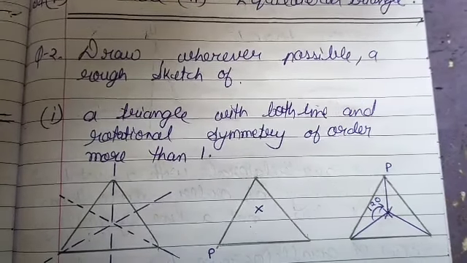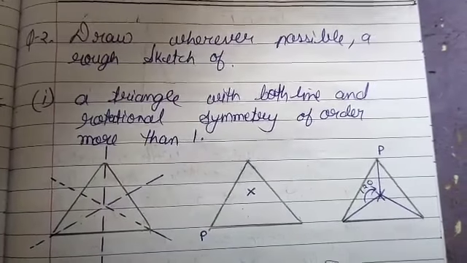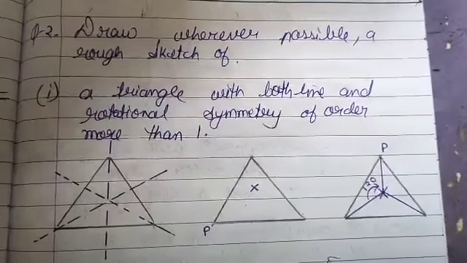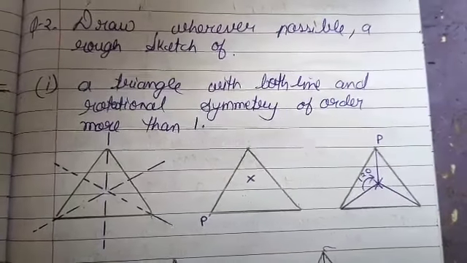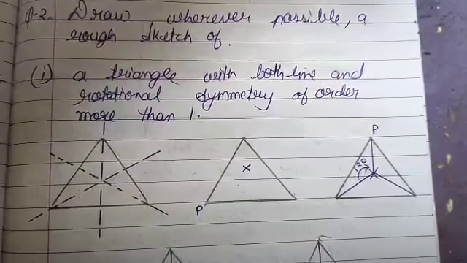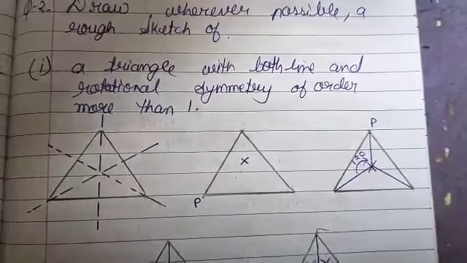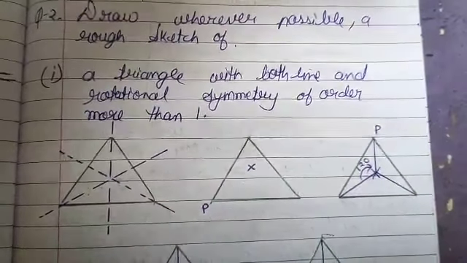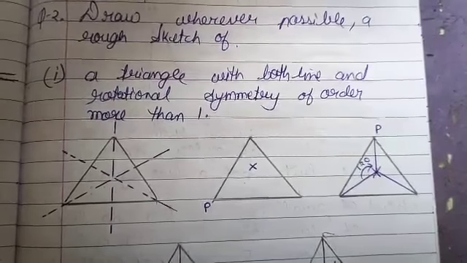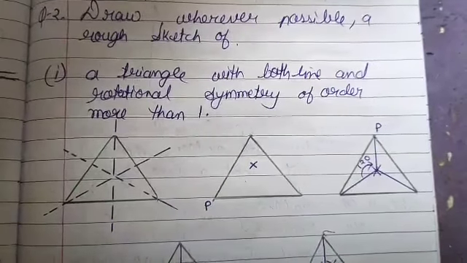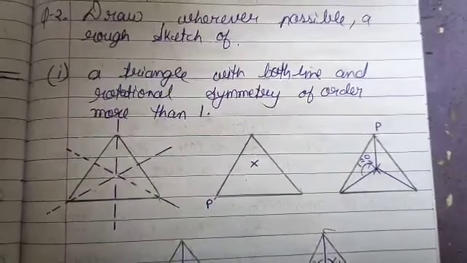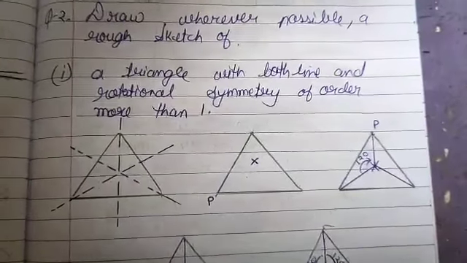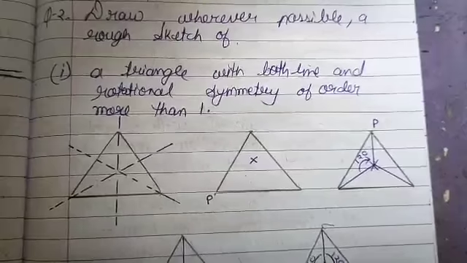Draw, wherever possible, a rough sketch of a triangle with both line and rotational symmetry of order more than one. Now, dear student, you have to understand that there are various kinds of triangles: equilateral triangle, scalene triangle, isosceles triangle. In a scalene triangle, it is not possible to get more than one line and rotational symmetry. So it is possible only in an equilateral triangle. It is not possible even in an isosceles triangle. So you have to draw an equilateral triangle in which you will get both line of symmetry and rotational symmetry.